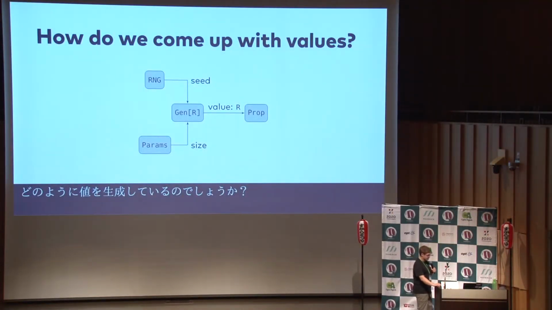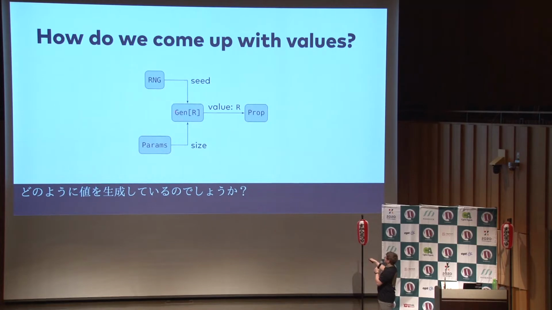So the question is, how do we come up with values? I've shown you a property on the second slide, which just says I need 3 integers. But how do we produce these integers? And the answer is we could generate them at random. And a thing that generates stuff at random is just called a generator, or Gen for short. So we have this box here, which is a generator for type R. So it's a generator that's able to produce values of type R. And in order to do that, it needs 2 inputs.